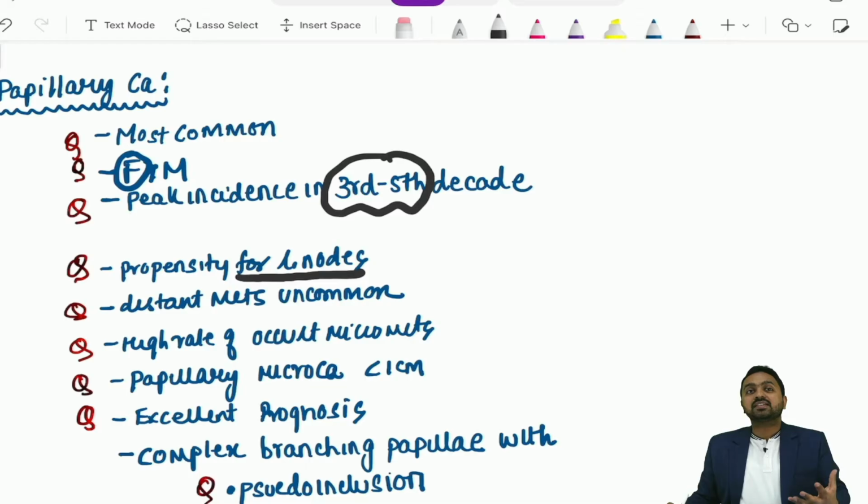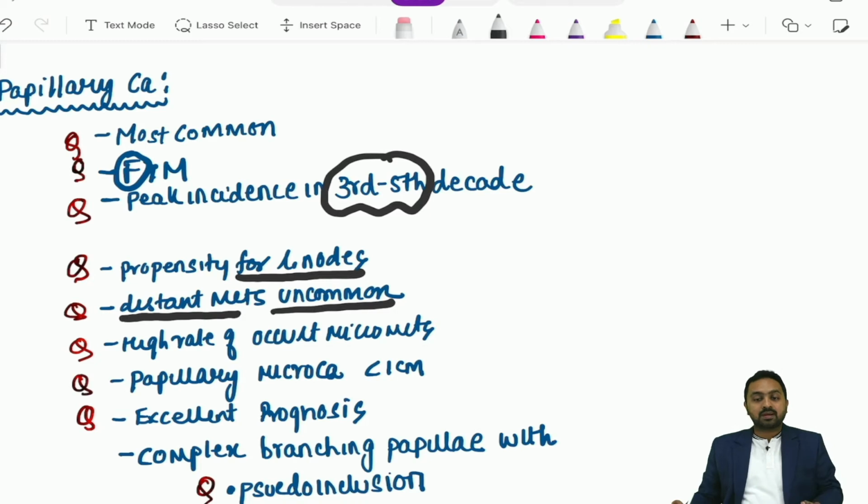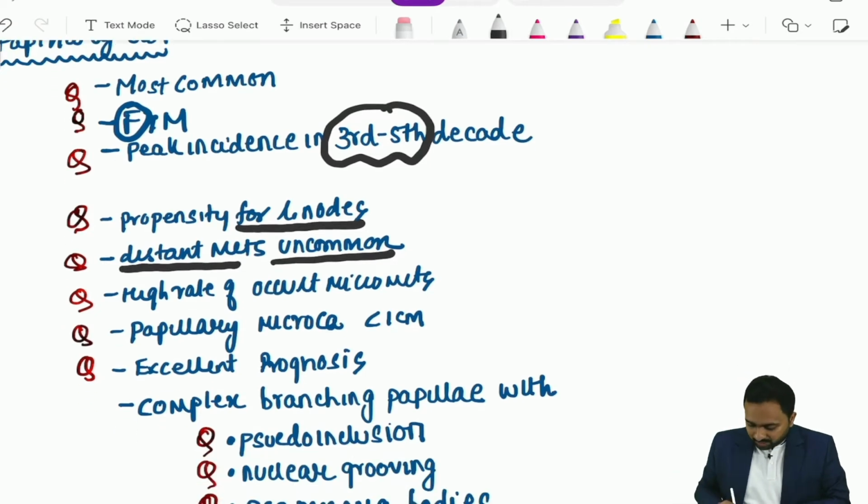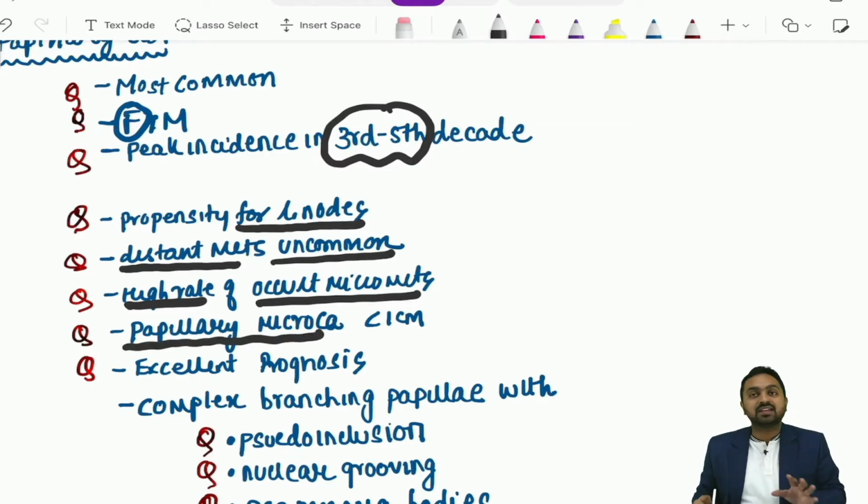So if you get a clinical scenario where you have a swelling in the neck along with lymph node involvement, it is likely to be a papillary carcinoma. Distant mets is quite uncommon in papillary carcinoma. They have a high rate of occult micrometastasis. Now papillary microcarcinoma is defined as lesions less than 1 centimeter.